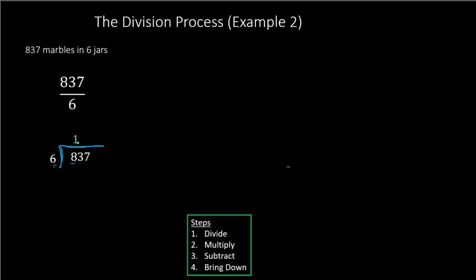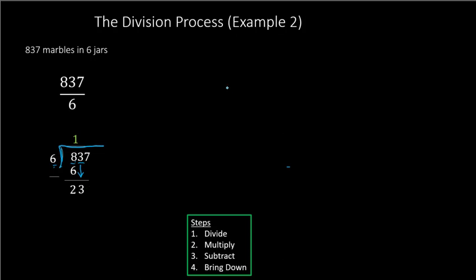And then we can take the 1 and multiply it by the 6. We do 1 times 6 to get 6. You put it right here. That was step 2, multiply. And then step 3 is we subtract. We subtract 8 minus 6, and that gives you 2. Step 4, we bring down. So here we're going to bring down just the next number, which is the 3. So bring down the 3 and put it right here.